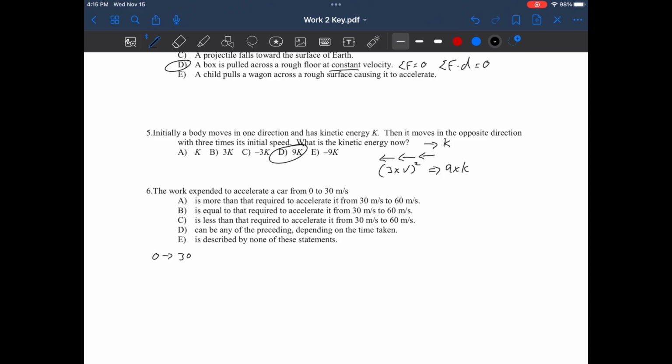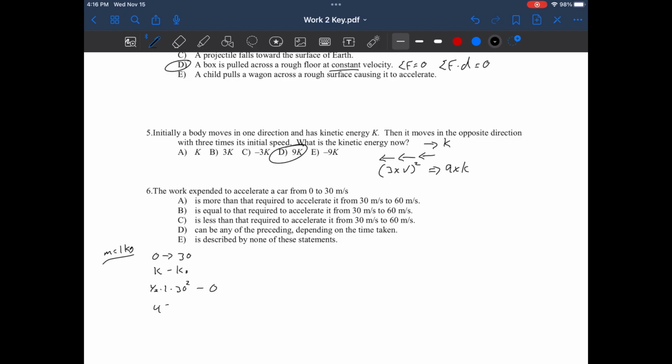The work expended to accelerate a car from 0 to 30 meters per second. Looks like they want to compare 0 to 30 and then compare that to 30 to 60. And you're tempted to say it's the exact same because you're only increasing by 30 for each. But let's actually look at it, and let's pretend like the mass of the car is 1 kilogram. It's just a placeholder. So if we're going from 0 to 30, the final kinetic energy would be 1/2 mv squared, or 1/2 times 1 times 30 squared. The initial kinetic energy is 0 because you're starting at 0. And we're just going to calculate the change of energy based on going from 0 to 30.